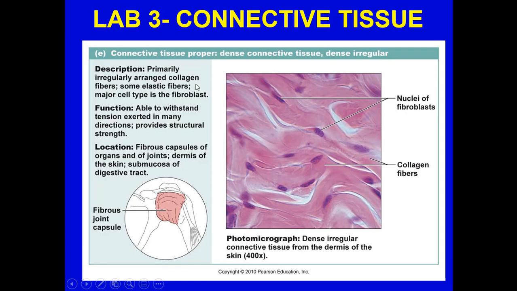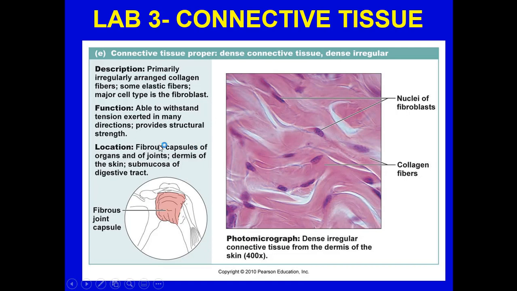In connective tissue, the dense irregular type, here's a fibrous capsule at a joint, okay? And so what's going to happen is the fibers are going to be coming out of the plane and in directions left, right, all over the place. So the collagen fibers can handle a lot of tension exerted in many different directions, and it provides a lot of structural strength.